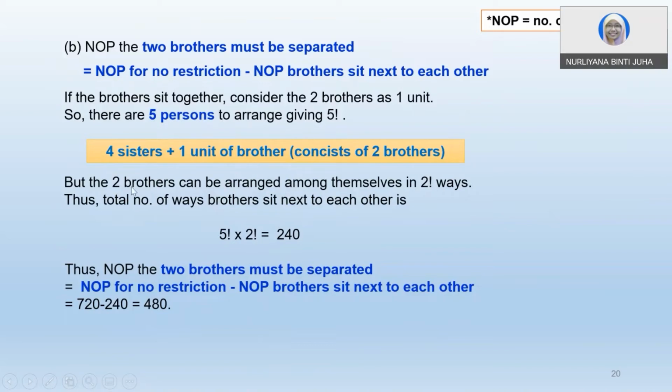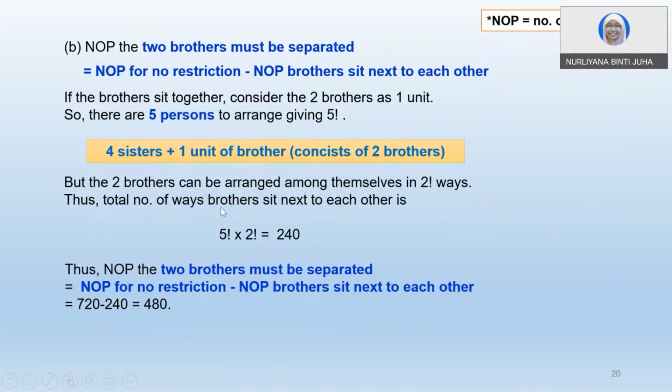So you have 5 persons, giving 5 factorial. But the two brothers can be arranged among themselves in 2 factorial ways. Sebab di antara dua brothers ni sendiri, kita boleh susun dia, the position can be berubah. Mungkin yang abang duduk sebelah kiri, yang adik duduk sebelah kanan, or vice versa. Okay? Di antara dua beradik yang lelaki tadi pun boleh ada dua susunan. That's why you have 2 factorial.